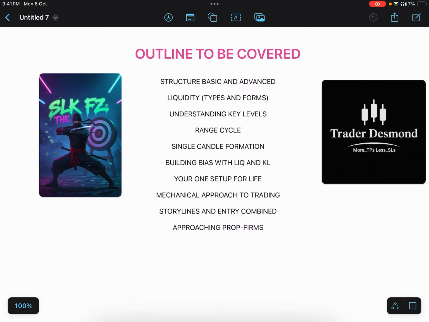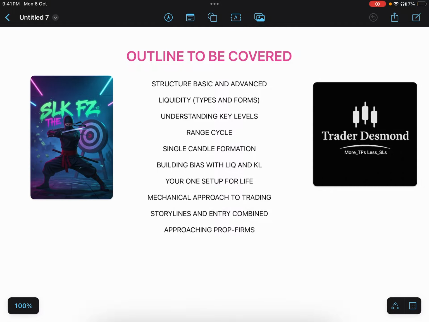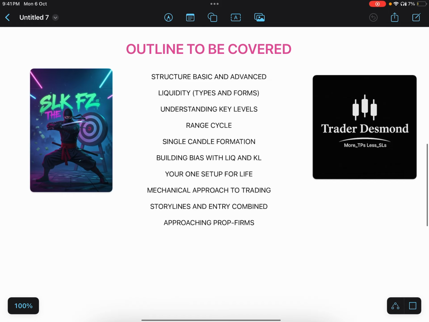This is the outline of what we are going to cover in the upcoming classes. These are the topics: structure, basic and advanced, and liquidity, its types and forms, and understanding the key levels, the range cycle, and single candle formation, building bias with liquidity and the key level, your one setup entry model for life, then the mechanical approach to trading, storylines and entry combined, and the last topic, approaching the prop firms. These are the topics we decided to cover in our mentorship program.